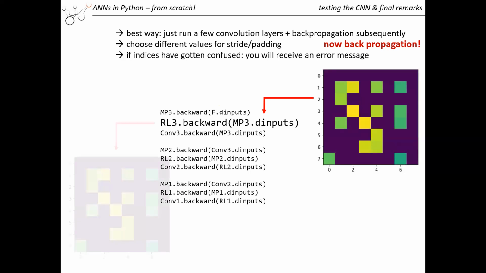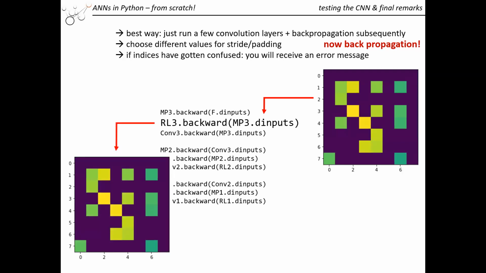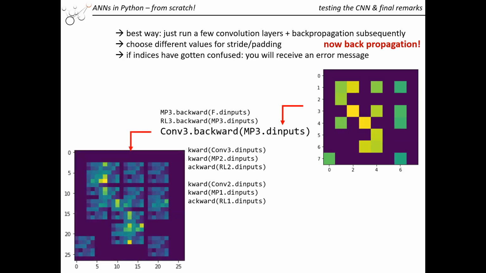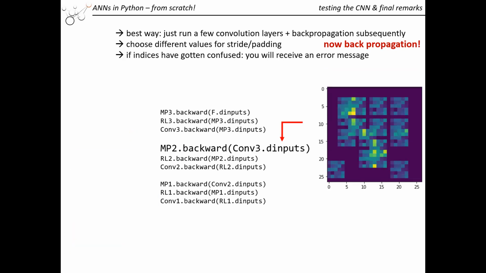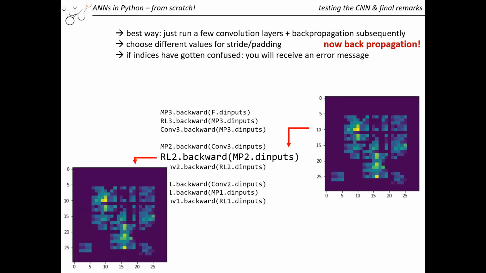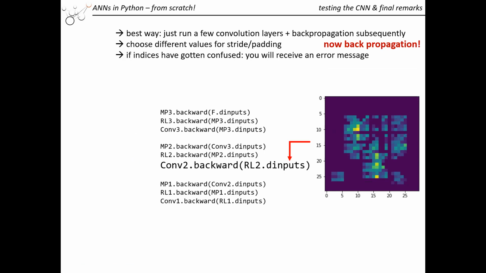Then we put this in the reload, which doesn't change anything. It's just a reload. Then the backward method of the convolution layer, and then we just continue with that. And again, you have to reload, make sure that you really see it only passes the positive values, but doesn't change them. You should have the same kind of image.